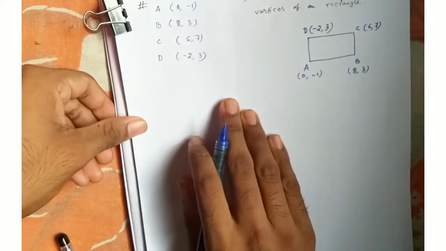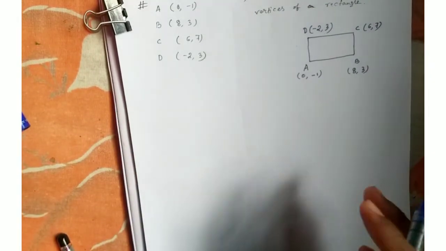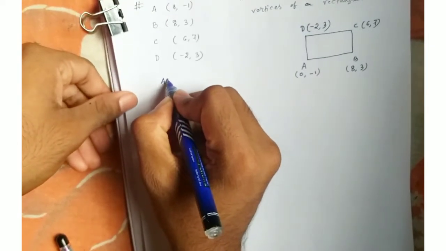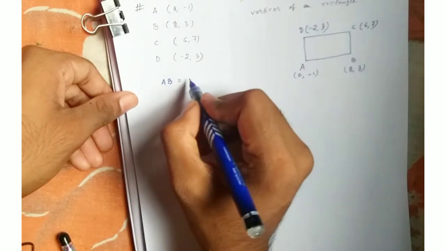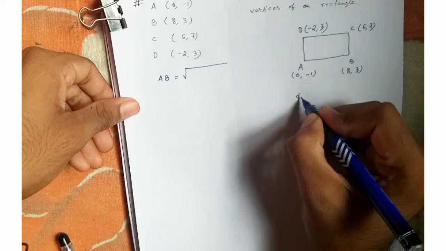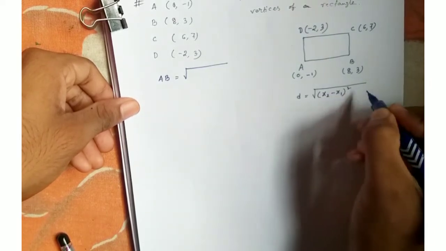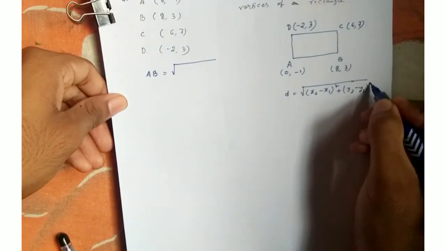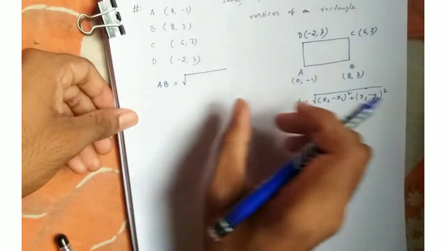Okay, to find out whether this is a rectangle, first we have to find the distances between A and B. What is the distance of A and B? Let's write the formula first: the square root of (x2 minus x1) whole square plus (y2 minus y1) whole square. Then what is the distance between A and B?